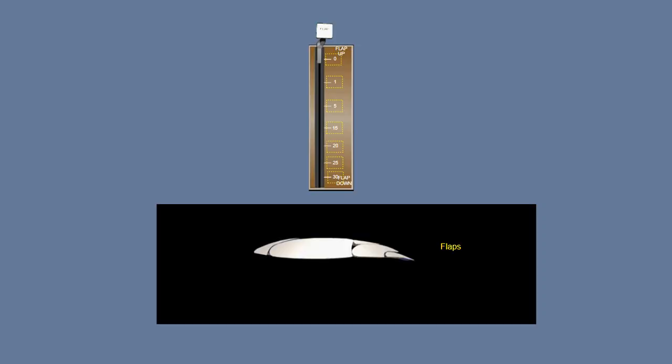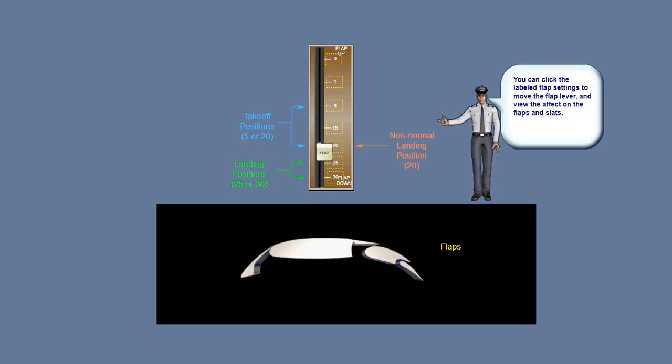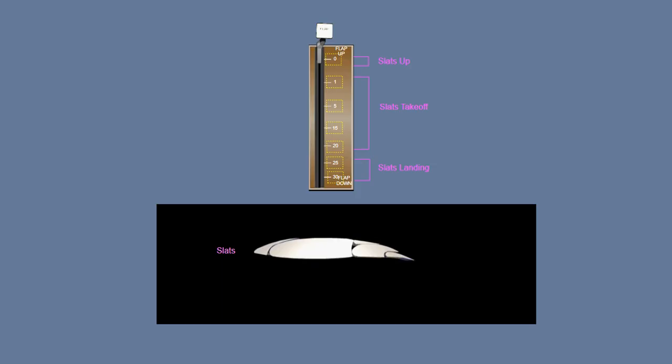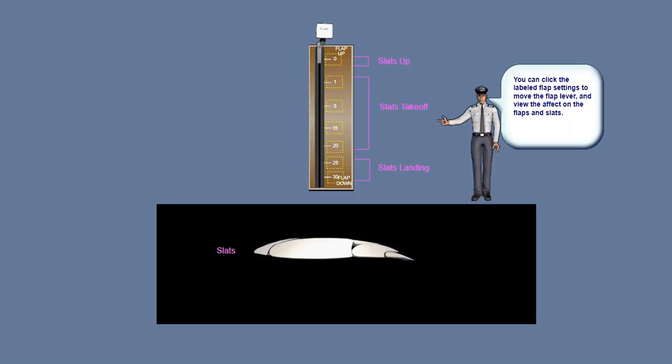The flaps have 7 positions: up, 1, 5, 15, 20, 25, and 30. Flaps 5 and 20 are takeoff flap positions, with 5 being the most common for takeoff flaps. Flaps 25 and 30 are the normal landing flap positions. Flaps 20 is used for landing with non-normal operation. The slats have 3 positions: up, takeoff, and landing.